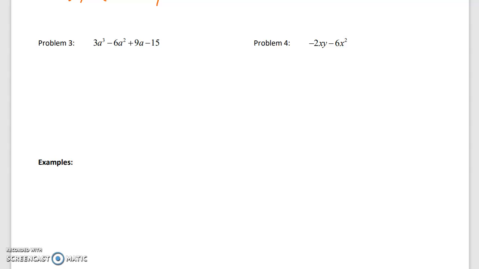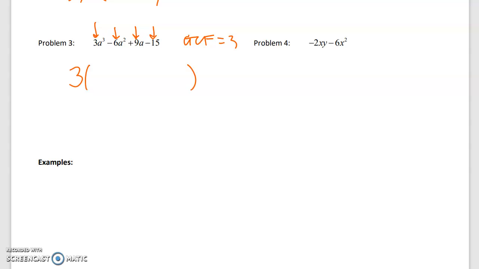One of the things that's jumping out to me here is that not all of the terms have a variable component. And so guess what? We're not going to have a variable as part of our GCF. Looking at the coefficients, we have 3, negative 6, 9, and negative 15. All of these numbers are divisible by 3. So my GCF is 3.